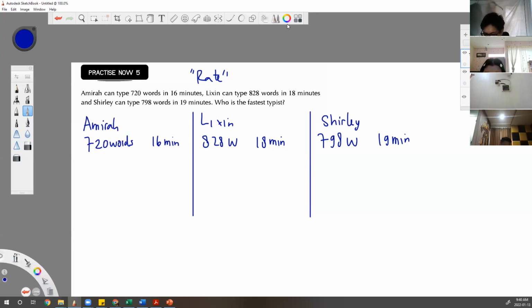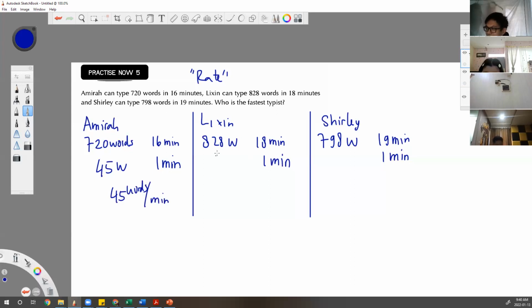What divide by what? 720 words. 720 divide by 16. That's right. Nice. That's the answer. Smart. Why? Because I want to see for each minute who can type most of the words, right? And just compare 1 minute. Thank you, Phoebe. That's the right answer. So 720 you divide by 16, you will get 45 words in 1 minute. So 45 words per minute.